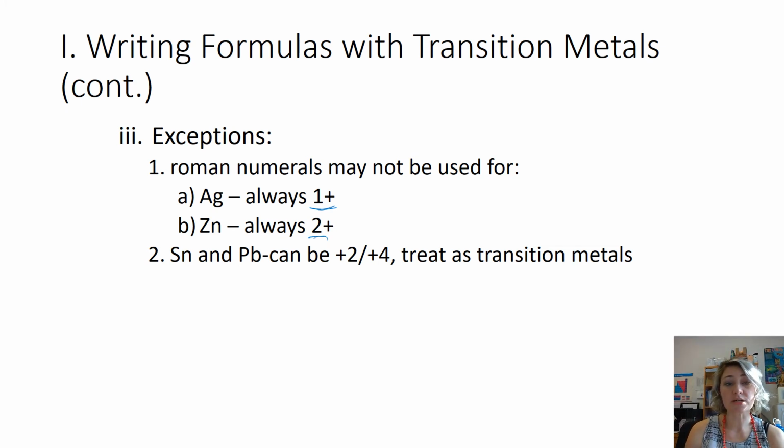The other exception is for tin and lead. Now, tin and lead are in the carbon family, so they have that +2 or a +4 charge. So you're going to treat them as a transition metal as well. Make sure that you put their charge as a Roman numeral when you're naming them.